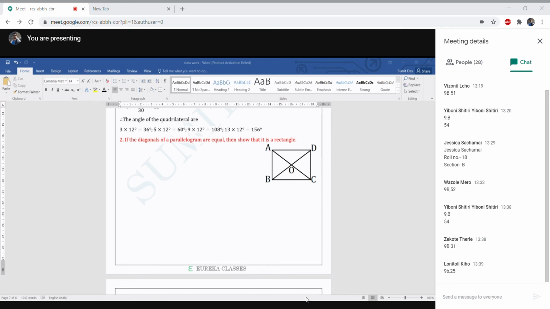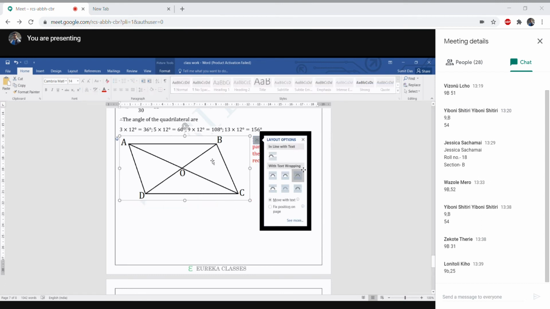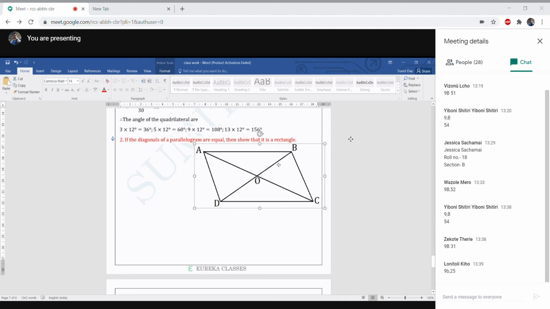Okay, wait for 1 minute. Sorry, this is the correct diagram. Sorry for that. This is the correct diagram.